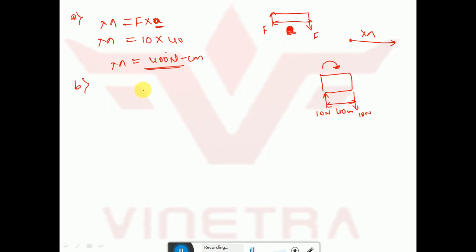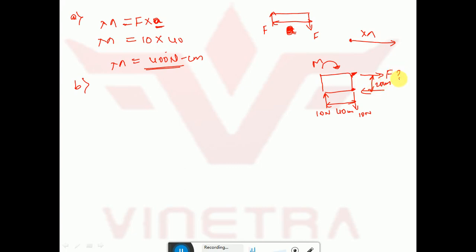Now in the B bit, what is being asked is: instead of applying force here, if I apply force at this edge and at this edge, what should be the direction of the force? See here, it is producing a clockwise couple, moment of couple. So to produce clockwise rotation, I have to apply a force like this and another force like this, then only it will rotate in the clockwise direction. And these two forces are apart by 20 centimeter.